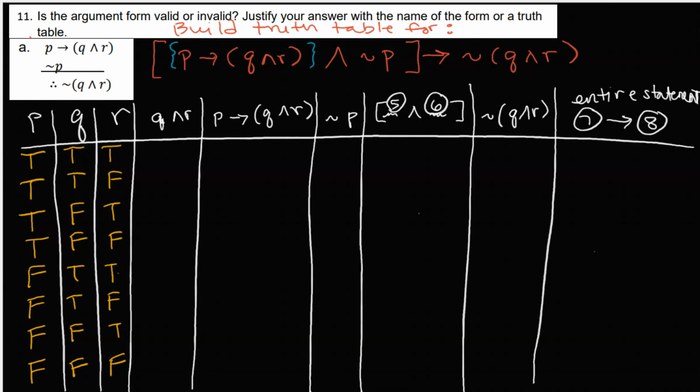All right, so here we would say Q and R. So and means you have to have both for it to be true. So true and true is true. This is false. This is false. This is false. True and true is true. This is false. This is false. And then this is false. Okay. And then we would say if P, then Q and R.